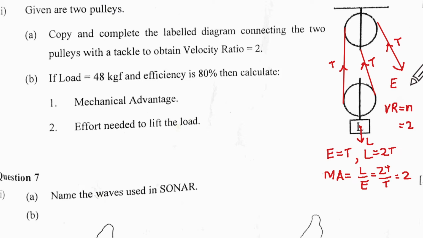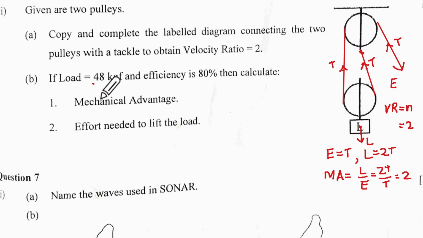We will show the effort vertically downwards, and then we will have the tackle attached to this, and that's how you will have the load, which is supported over two strings, which means VR is equal to number of pulleys equal to number of strands equal to 2. So this is how we show vertically downwards effort to give you velocity ratio equal to 2.